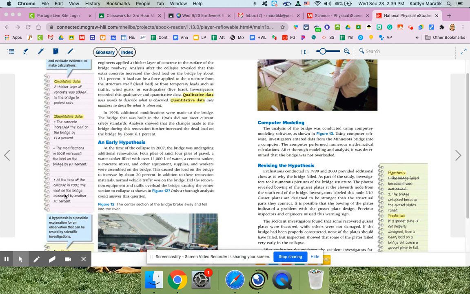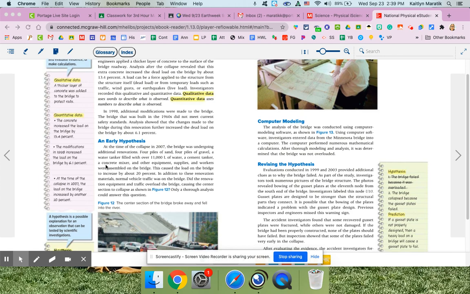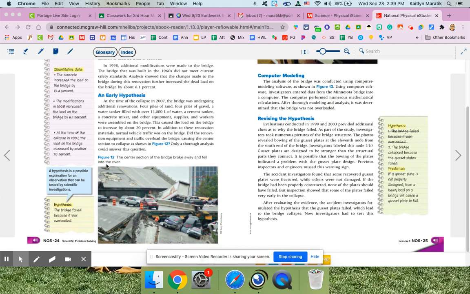And then the last one, at the time of the collapse in 2007, the bridge load was increased by another 20%. So, early hypothesis. At the time of the collapse in 2007, the bridge was undergoing several renovations. 4 piles of sand, 4 piles of gravel, a water tanker filled with over 11,000 liters of water, a cement tanker, concrete mixer, and other equipment, supplies, and workers were assembled on the bridge. This caused the load on the bridge to increase by about 20%. In addition to these renovation materials, normal vehicle traffic was on the bridge as well.